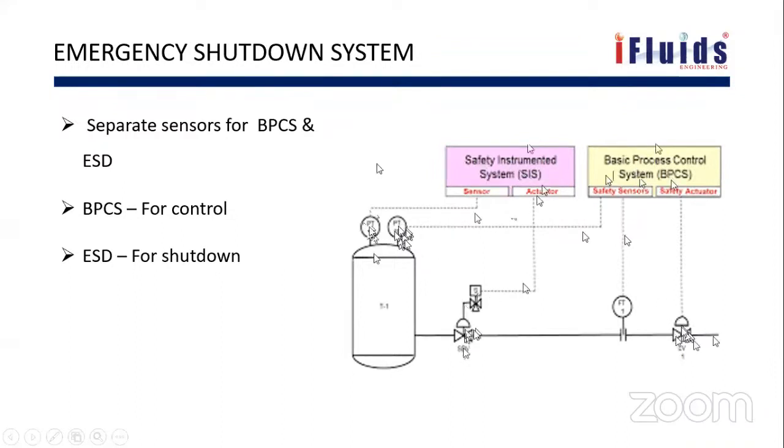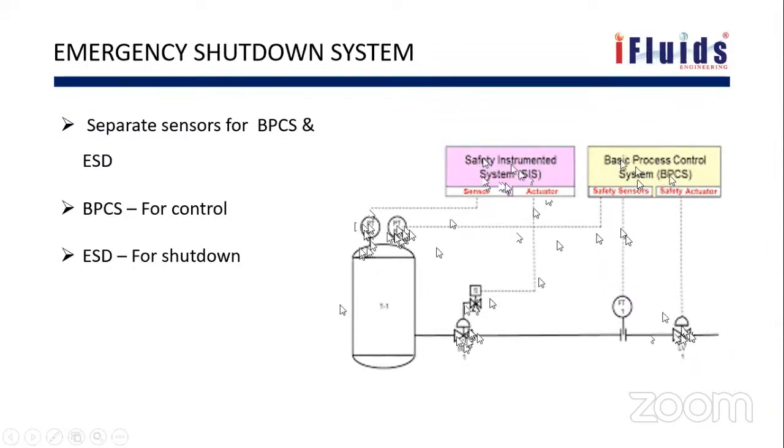Further, we'll not only rely on one PT, we'll have two or more PTs, and we'll have logics like 2 out of 3. If 2 out of 3 PTs sense high pressure, then this shutdown should happen. So that logic also we will implement. But the basic understanding is that the basic process control system and shutdown systems are totally different.